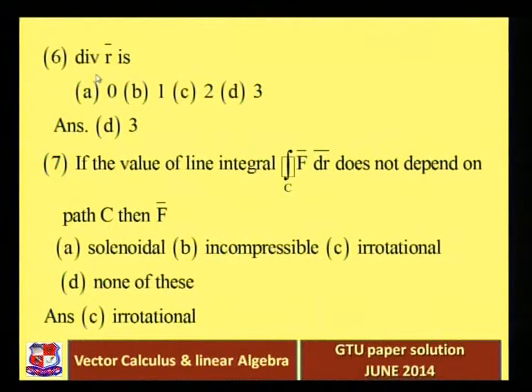Okay, the next question, question 6. Divergence of R bar is, the first option is 0, 1, 2, 3, and the correct answer is 3. It's quite easy to understand. If the value of line integration f dr does not depend on path C, then f is, options are solenoidal, incompressible, irrotational, and none of this. So the correct answer is irrotational, right?